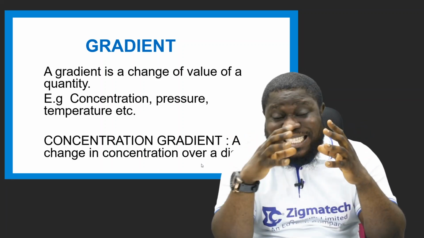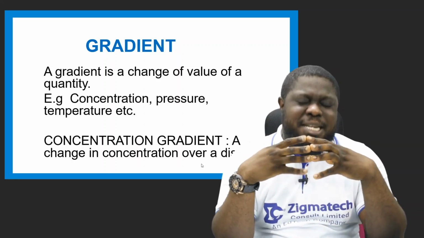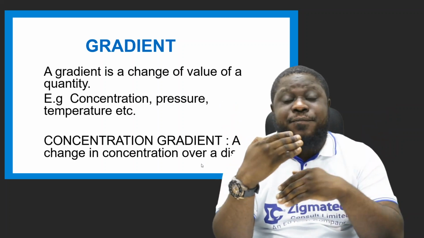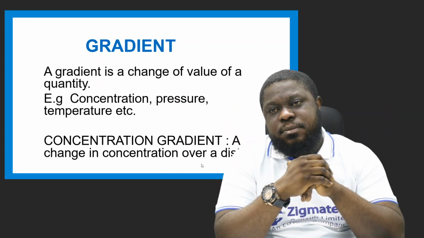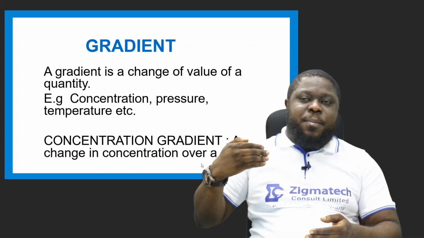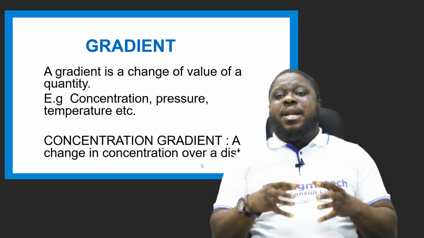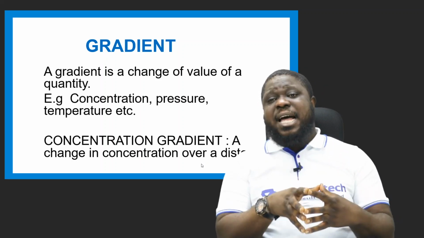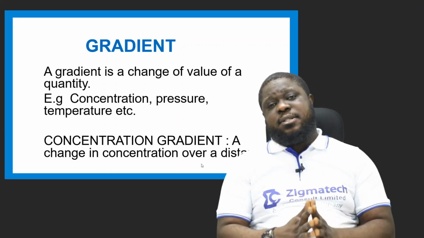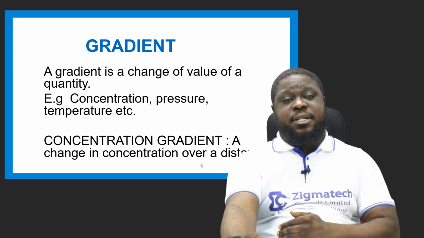First of all, inside the container they're hitting the walls of the container. Now when they come out, they move randomly, so their value has been changed. When this change happens, it changes from a high to a low concentration. Now they say concentration gradient. When there's a change in concentration over a distance, it's called concentration gradient. This concentration goes from high to low, and there's a distance.